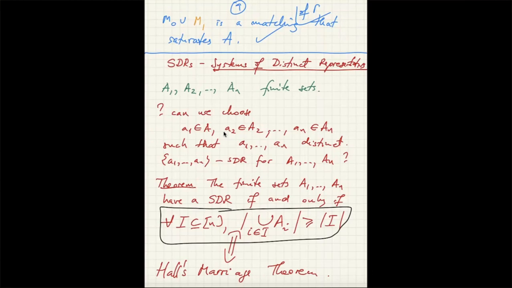Next time, we'll talk about some applications of Hall's marriage theorem to group theory and to combinatorics.